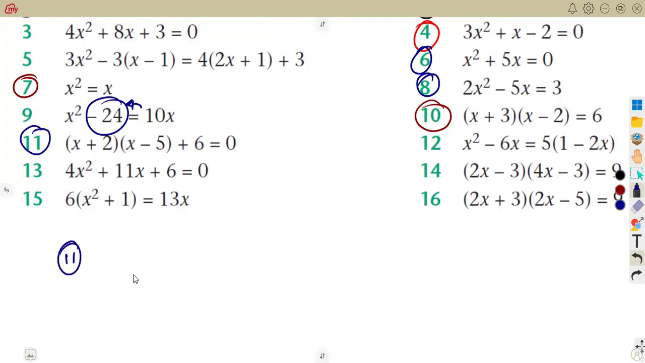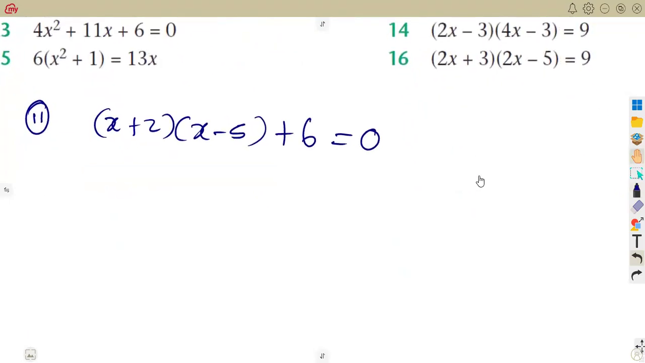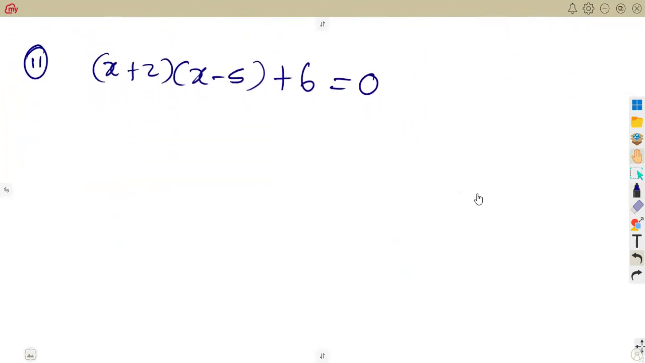All right, let's consider question 11. We can see a similar question, (x + 2)(x - 5) + 6 = 0. In this question that we are seeing here, we can tell that there is a 0 there, but be very careful because these are not only two brackets that we are given. There is a number which has been added.